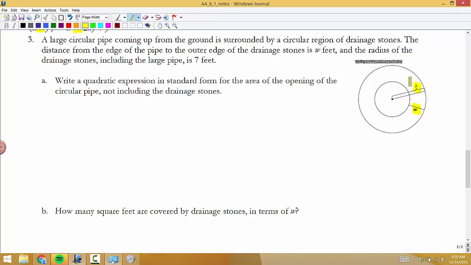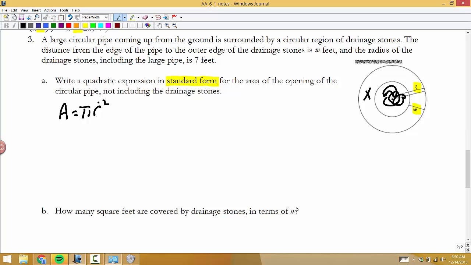Okay. Now it says write a quadratic expression in standard form. Make sure that it's in standard form for the area of the opening of the circular pipe, not including the drainage stones. So what I'm looking for is this area in here, not this stuff. Okay, so let's see if we can do that. If I think about the area, we're talking about a circle. So the area of any circle is going to be equal to pi times its radius squared.